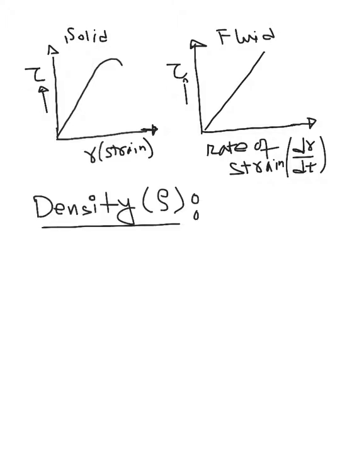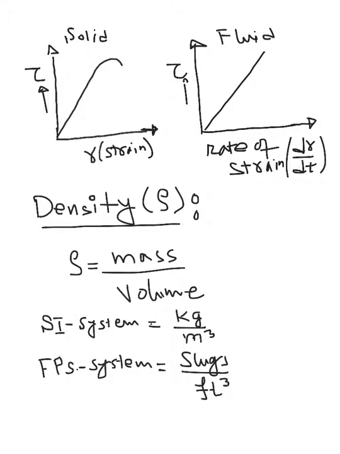Now I would like to describe another important property of the fluid, which is commonly known as density, indicated by the symbol rho. The density of a fluid is nothing but the mass of the fluid per unit volume. And the unit of density in the SI system is kilogram per meter cube, and in the FPS system it is slugs per feet cube.